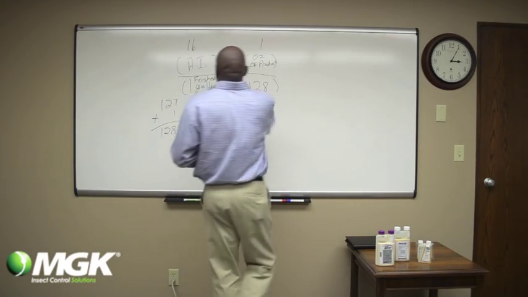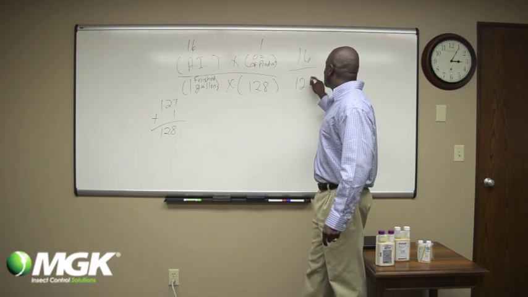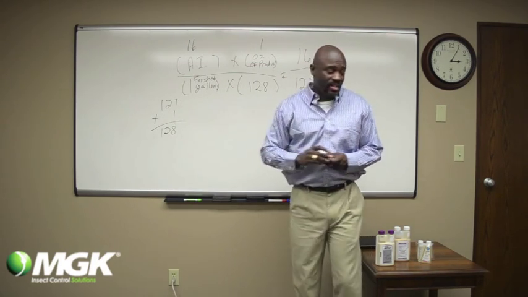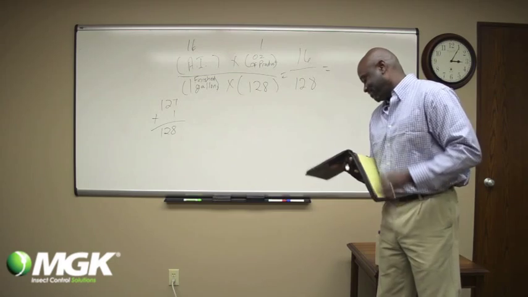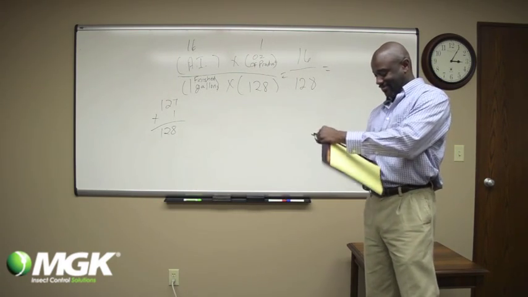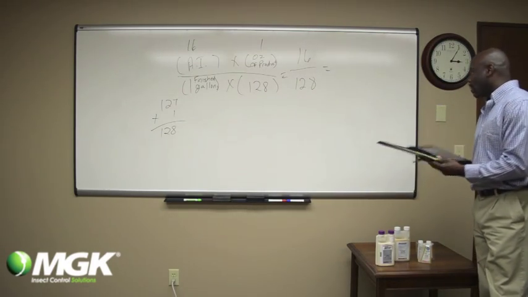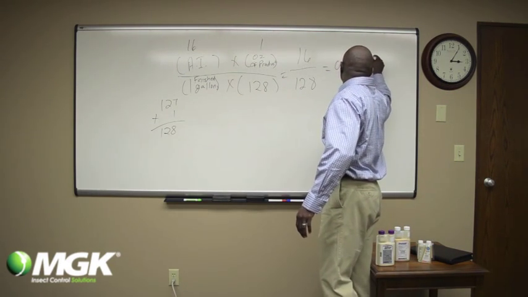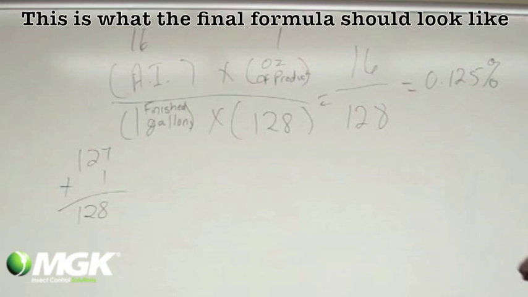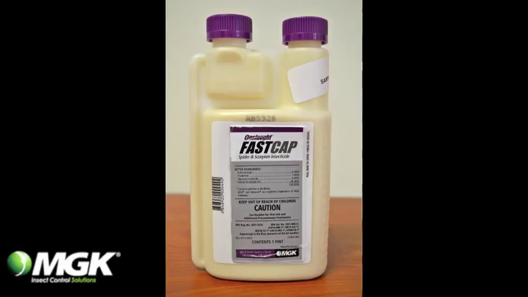So let's do the math. 16 times 1, divided by 128. We'll take 16 and divide it by 128 and see what we get. Your concentration is 0.125%. And that is how you calculate products with multiple actives. And that is how you calculate the final percent concentration of Onslaught Fastcap.